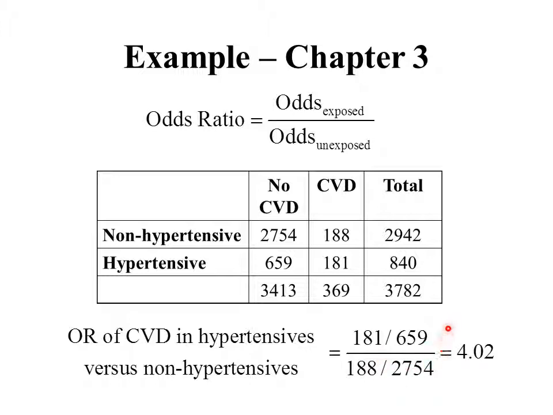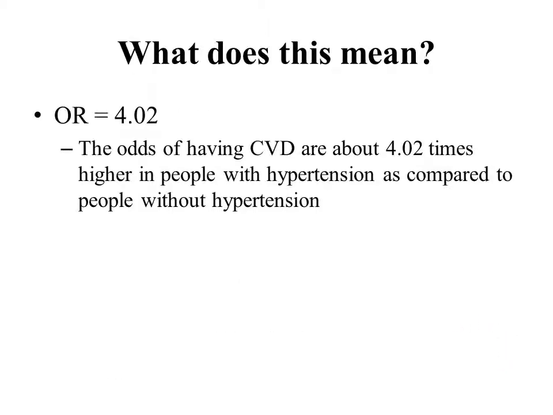So the odds of the exposed group getting cardiovascular disease is the number of events, that's the number of hypertensives with cardiovascular disease, divided by the number of non-events, that's the number of hypertensives without cardiovascular disease. And then the denominator is calculated similarly, but for the non-hypertensives. We do that arithmetic and we get an odds ratio of 4.02. So our odds ratio is 4.02.